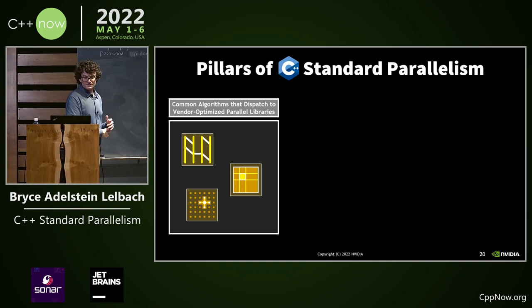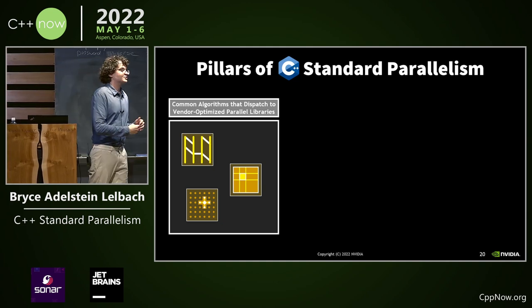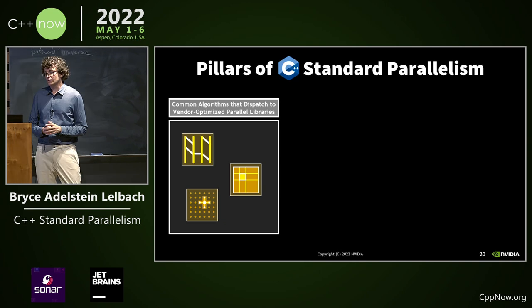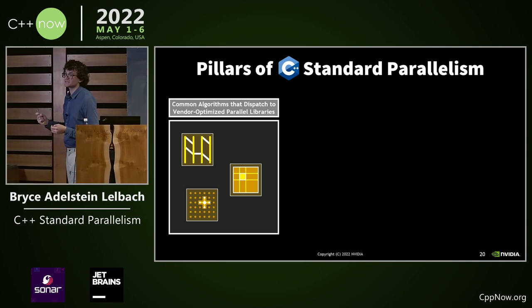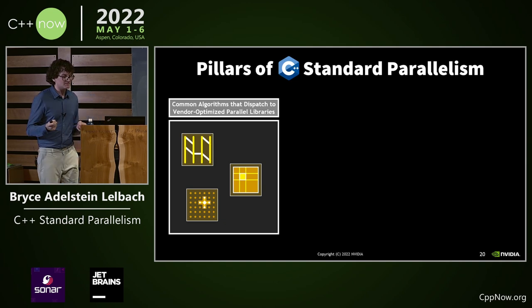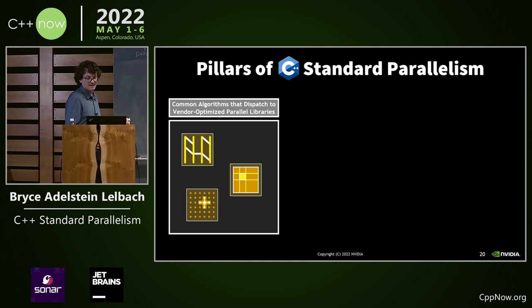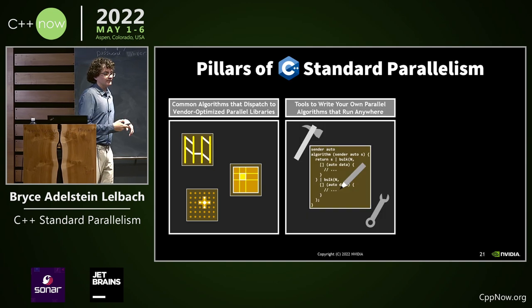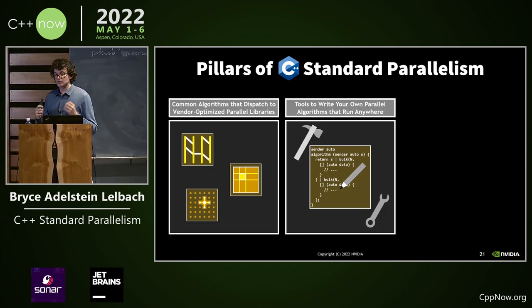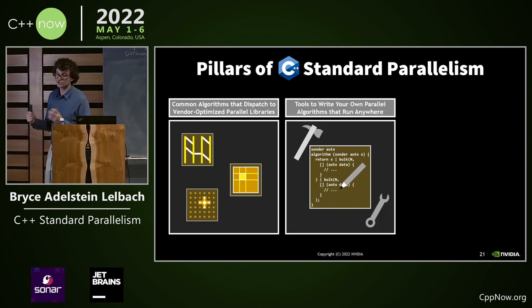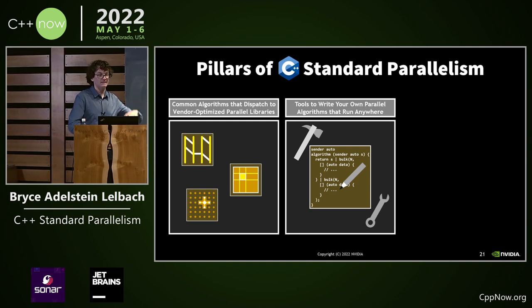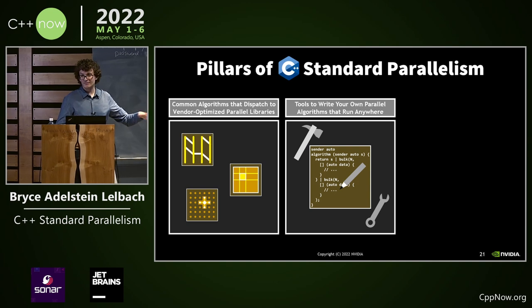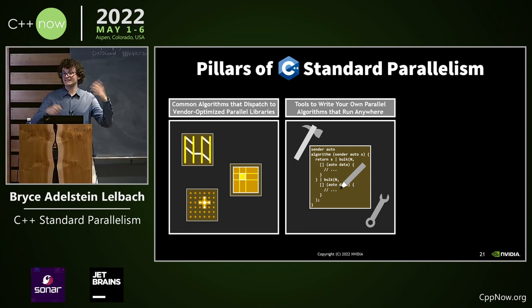All right, so there are three pillars to our strategy for parallelism in standard C++. First, we need to have a corpus of common algorithms that can dispatch to vendor-optimized parallel libraries. Second, we need tools to let you write your own generic parallel algorithms that can run on any type of platform or any type of thread pool, GPU, et cetera.